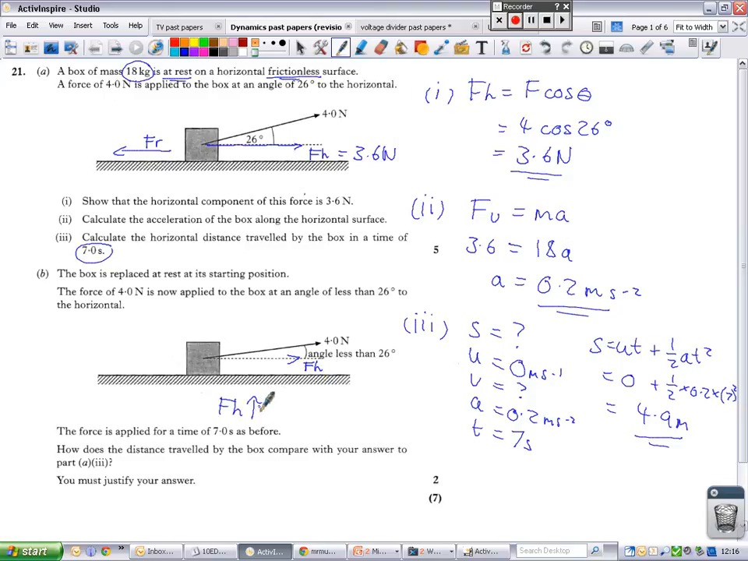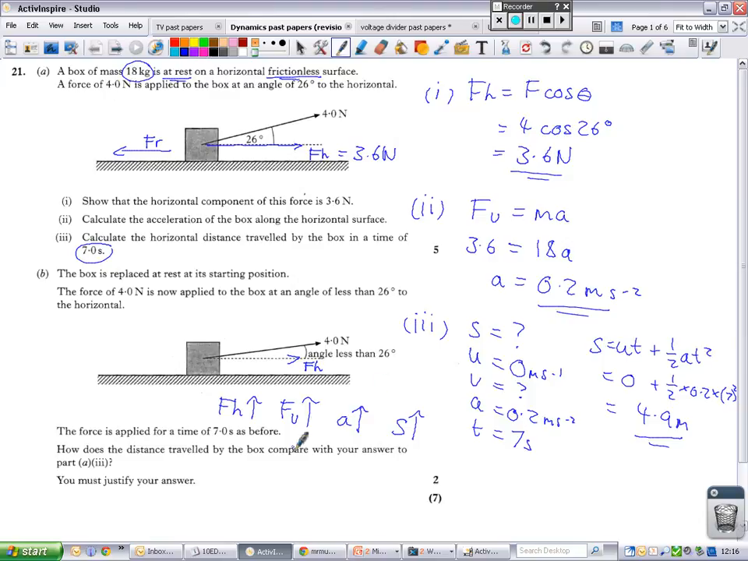If your horizontal component of force has increased, that means that this unbalanced force here must also increase. And if an unbalanced force increases, what does it do to acceleration? It causes acceleration to increase. If you've got a greater acceleration, you're going to go faster, so therefore s is going to be greater. You can look at it mathematically like that, just work through from start to finish.